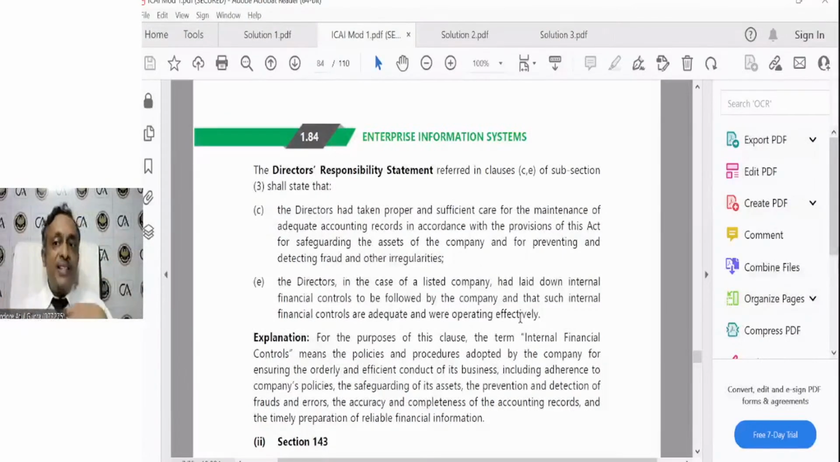Because now a lot of integration is there, systems are implemented, decisions are system driven. So to ensure that the systems work correctly becomes the responsibility of whom? Director. That is why this section has become very, very, very important.